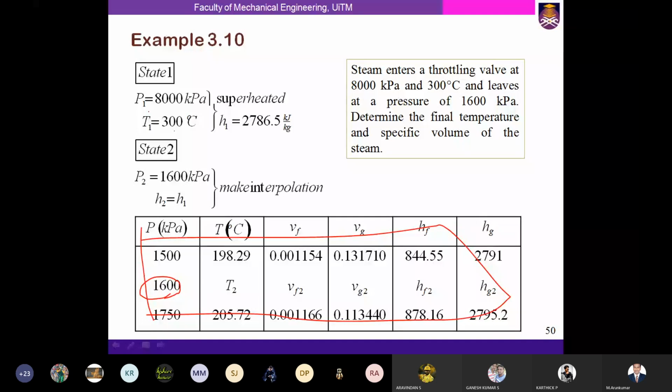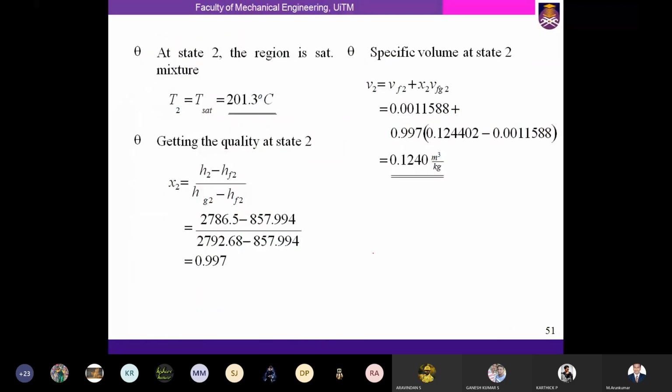If you compare this P1 and T1, we can get the H1 value and the P2 value. If you interpolate, H1 will be equal to H2. Then we can have these values. T2 values can be taken, then all the other values can be derived.